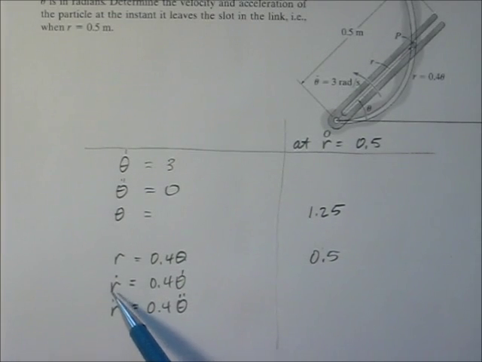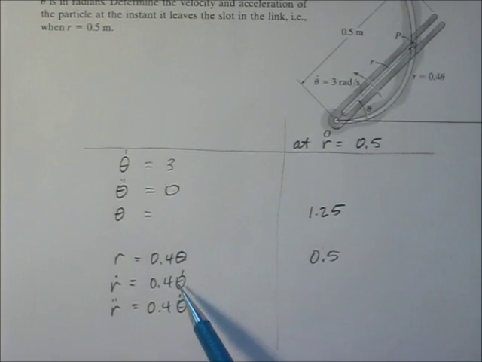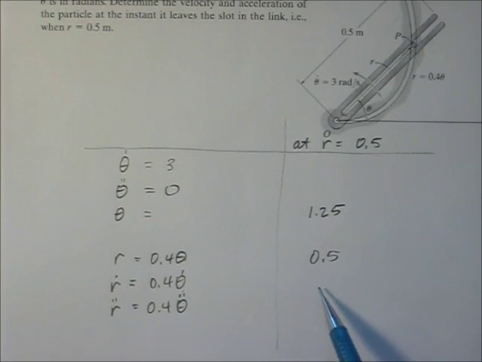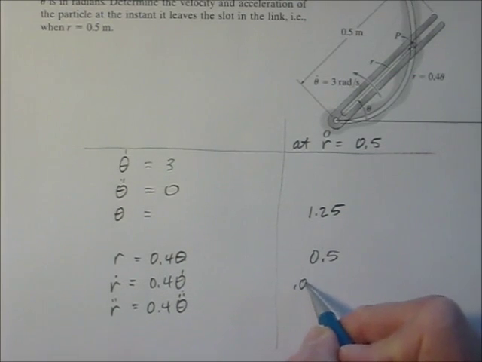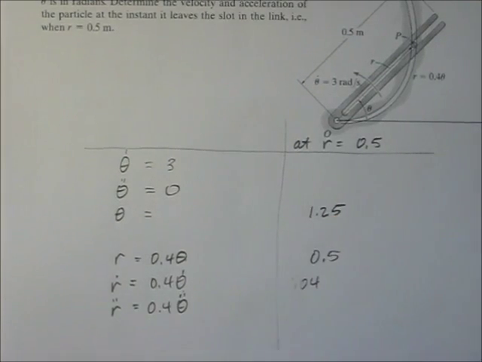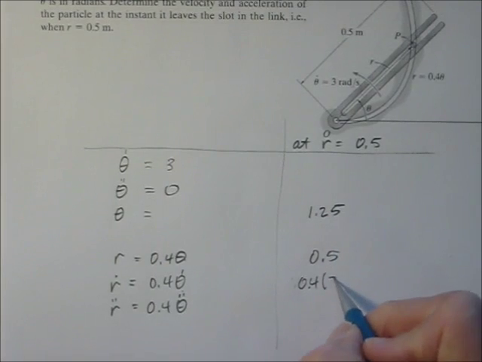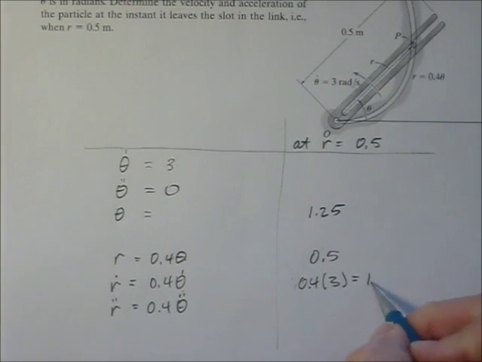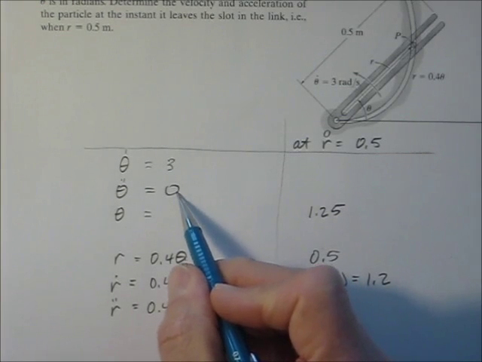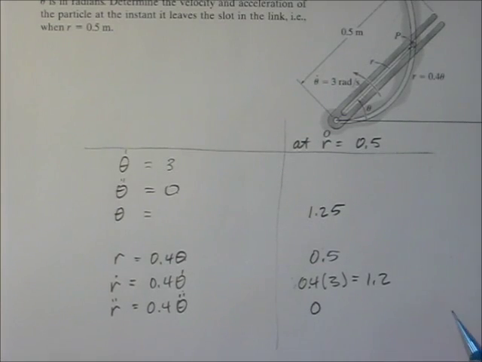All right. Now, what's r dot? R dot is equal to 0.4 times theta dot. Theta dot is given there, so that gives me r dot as 0.4, I'm sorry, not 0.04, 0.4 times 3, and that's equal to 1.2. And r double dot is equal to 0.4 theta double dot, but theta double dot was equal to 0, so that's going to be equal to 0.